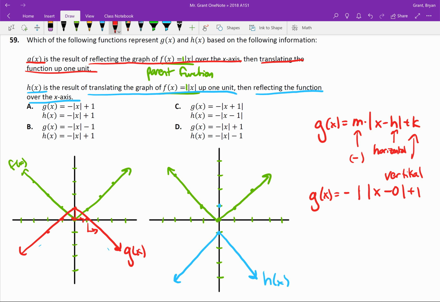Now that's not going to match anything over on this left side because most people won't write the zeros and they won't write this 1 out front. The 1's assumed, so they're just going to put the negative, x minus 0, anything minus 0 is itself, and then plus 1. And I think this will be the equation for g of x. And we'll notice that that doesn't match b, it doesn't match c, it does match d, it does match a. So then it really comes down to h of x.